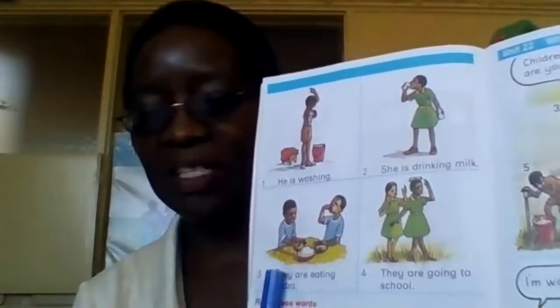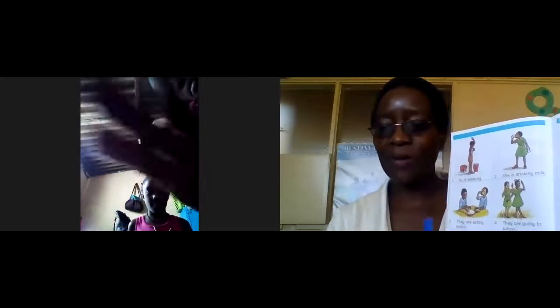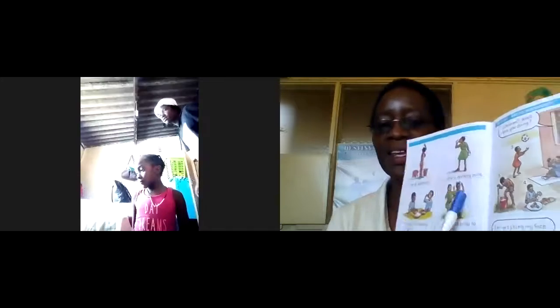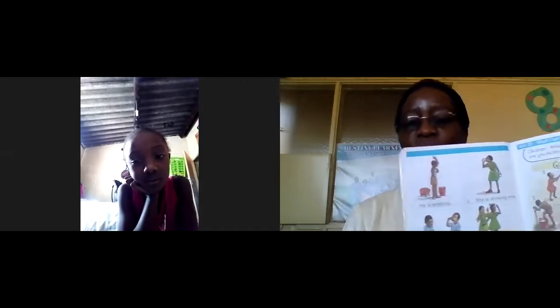Now, let's look at the third picture there. What is happening in the picture? We see those two there, sitting there. What are they doing? They are eating. What are they eating? There's a white stuff there in their plate. It could be satsa. They're eating satsa. It could be rice or semp or whatever. Good. And then now, our last picture there. What are they doing? Those two there. They're carrying books. That one is carrying books on her head. So they're probably going to school. Good. So we have used ing in our sentences.